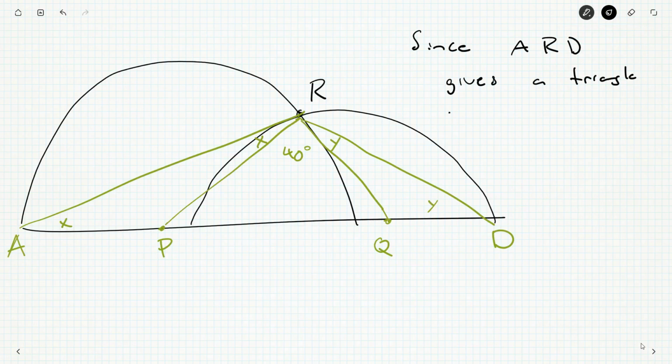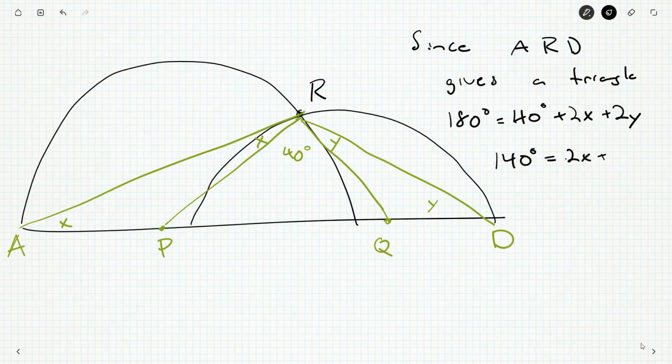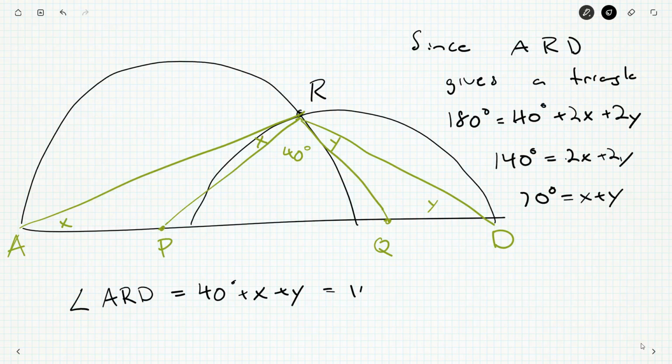we see that 180 degrees is 40 plus 40 degrees plus 2x plus 2y. So 140 degrees is 2x plus 2y, so 70 degrees is going to be x plus y. Now I cannot figure out x and y individually, but I don't need to, because ARD, which is what we were asked to find, is 40 plus x plus y. So that is 110 degrees. And there we go, all taken care of.